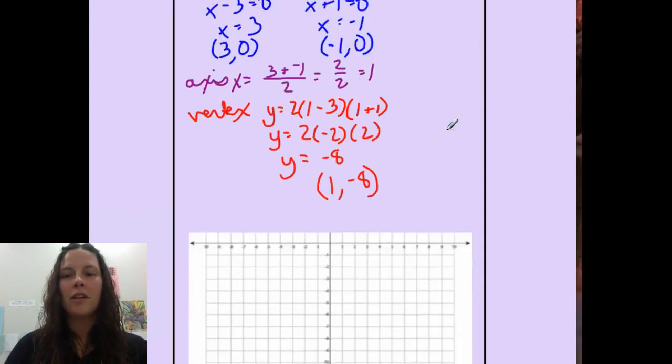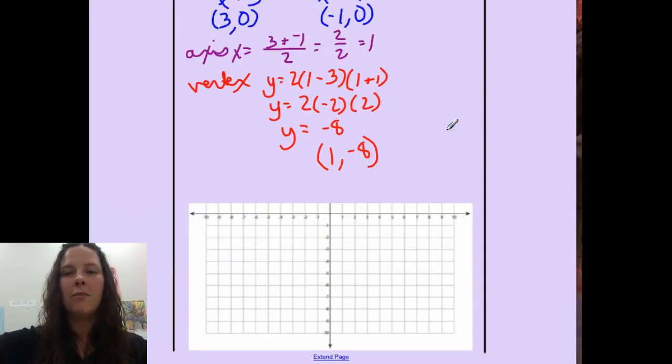We'll put all those ordered pairs on our graph, starting with our y-intercept, which was 0, negative 6. Our x-intercepts were a positive 3, 0, and a negative 1, 0. My vertex was 1, negative 8.